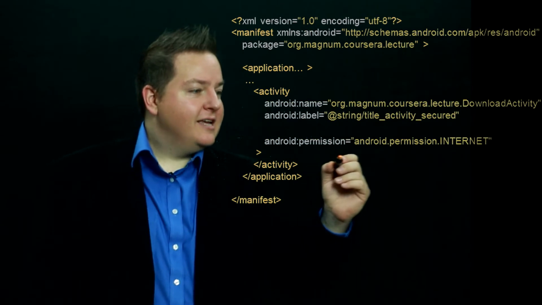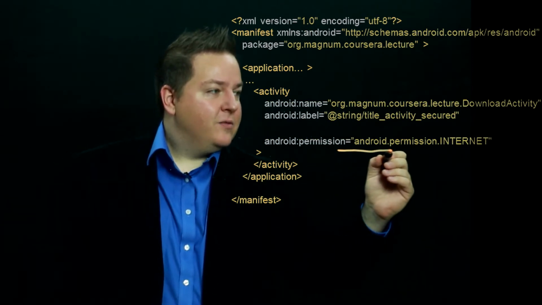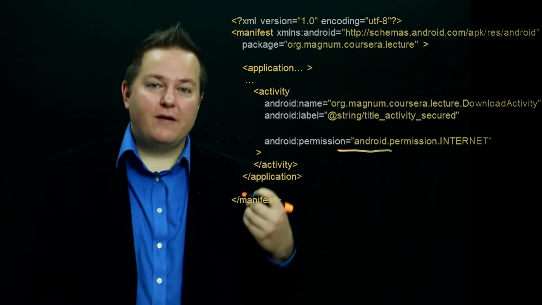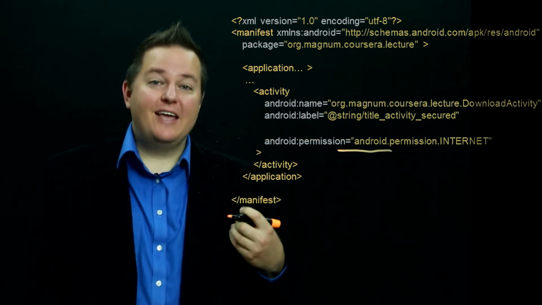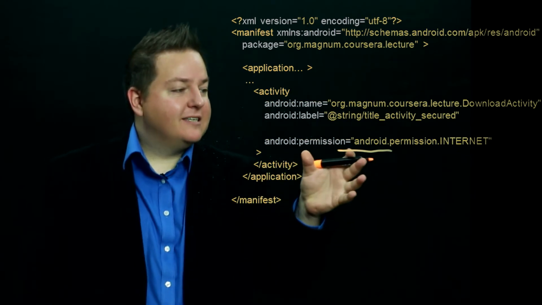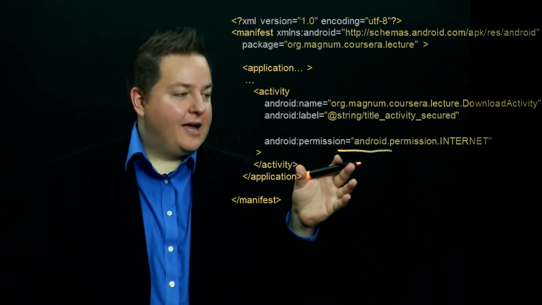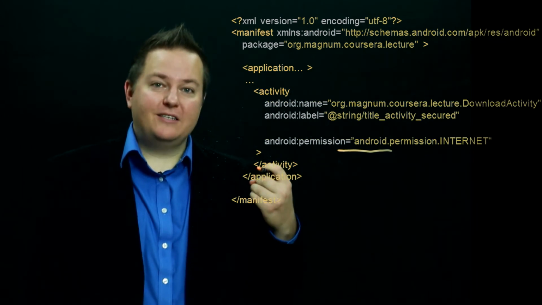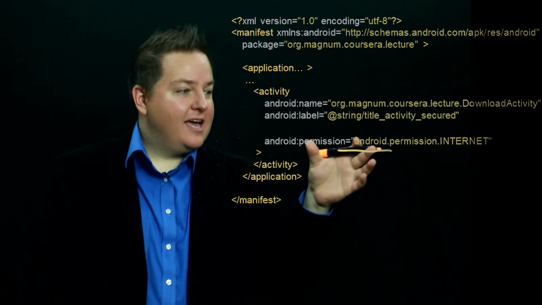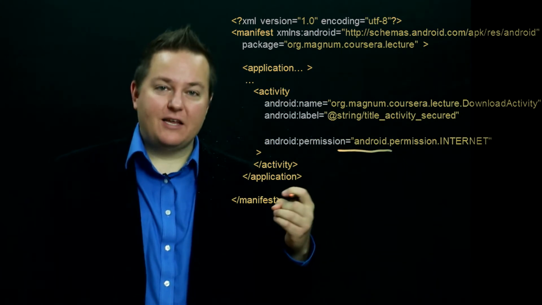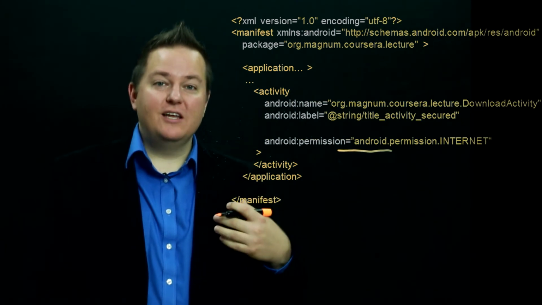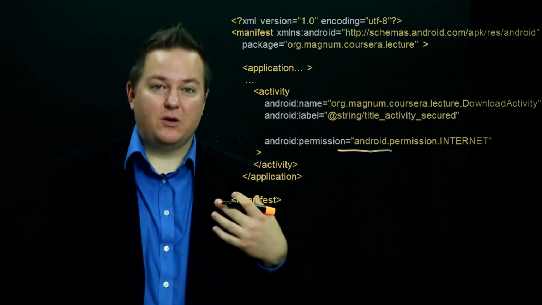What you'll see is within our activity, we have this line requiring that whoever calls this particular activity have the internet permission. And what this means is that at runtime, if another activity or some other app sends us an intent and it's sent to this particular activity, if the caller does not have the internet permission, it will cause an exception to be thrown.